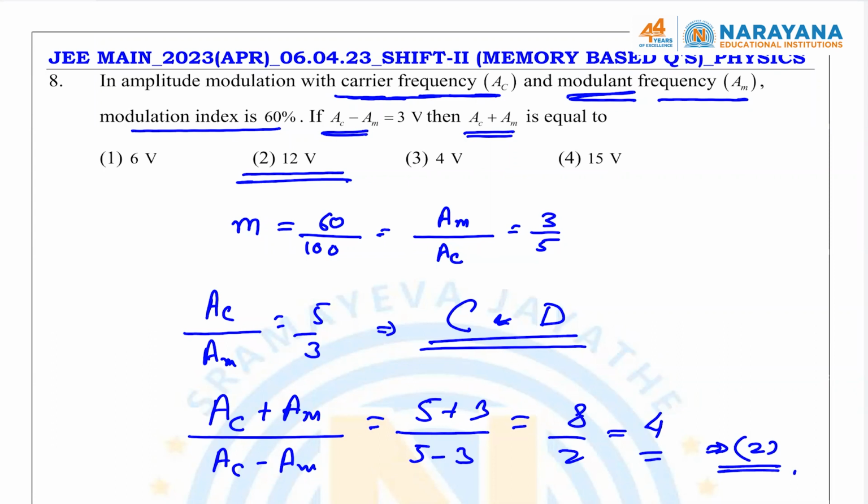Otherwise, you can use this equation and this equation to find the values of AC and AM. Then you can find AC plus AM. But this is a pretty straightforward way of solving the same thing. So I hope that works for you. Let's go on to the next question.